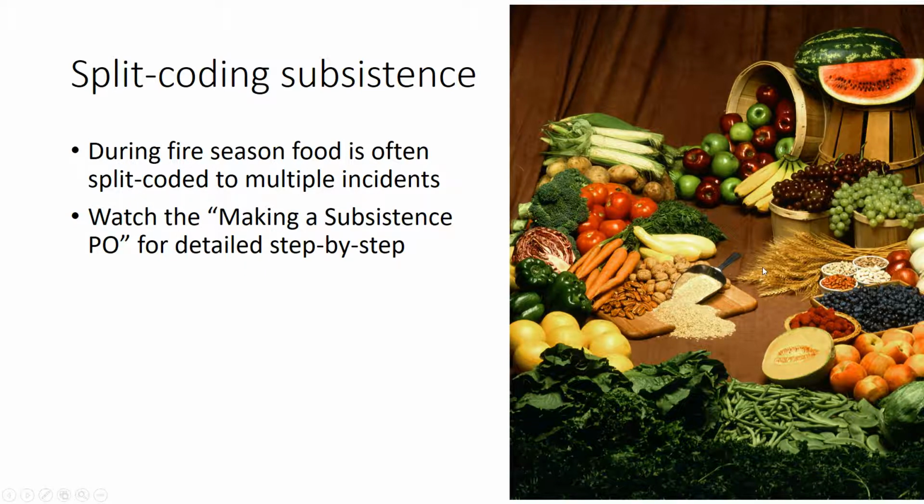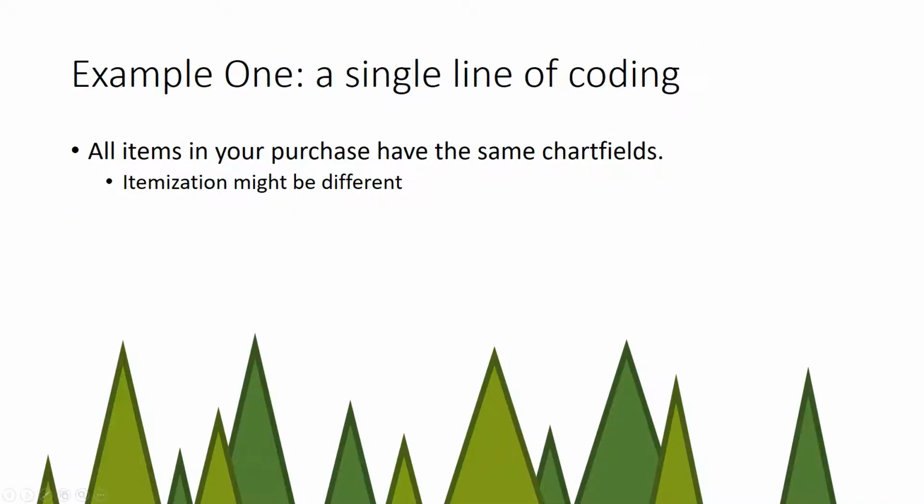On to the examples. Example 1. Straightforward chart fields where all the items in your purchase, no matter how many, are coded all to the same budget. This is analogous to when you'd make a Standard 65 or CAL FIRE 93 and have only one line of coding at the bottom. I'll review this quickly because I gave a very similar example in my Creating a Basic Purchase Order video.